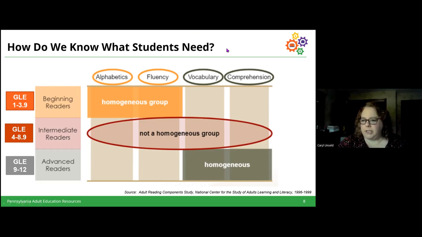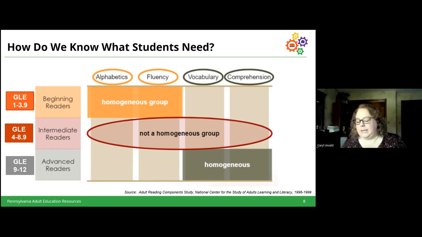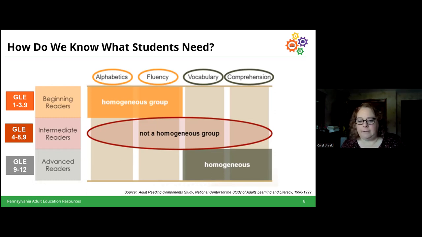So if you have a question, feel free. That's just the high level overview of the science of reading. We know that there are these four components, and we know that some of our students really need that focus in alphabetics and fluency, as well as vocabulary and comprehension. If you have questions, Rachel and Lynn are going to be monitoring the chat, so jump in, Rachel, and let me know if there's a question. I'd be happy to answer that.